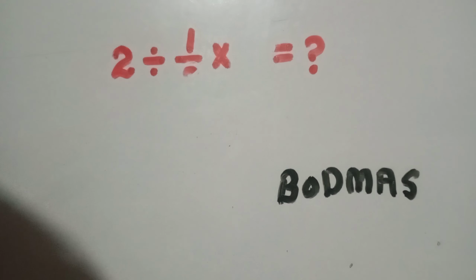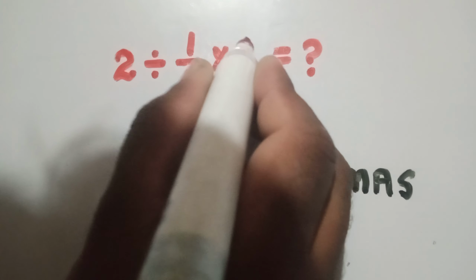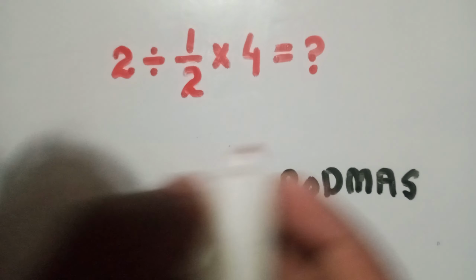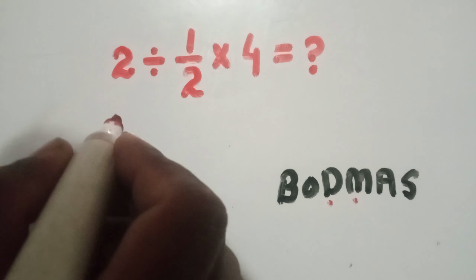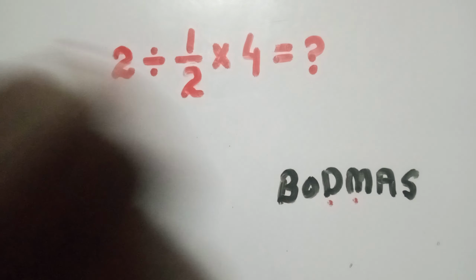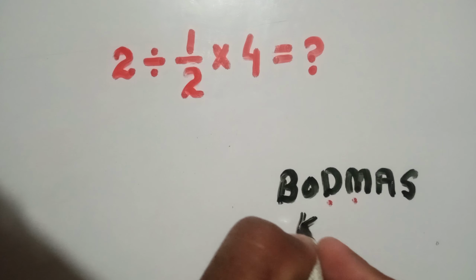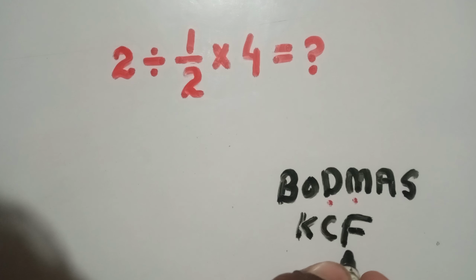This rule tells us which sign we have to solve first. So in this question, we can easily see that there are two signs, division and multiplication. So first we have to solve the division sign before multiplication. So for the division sign, we can change this 1 over 2 according to the KCF rule. K stands for keep, C stands for change, F stands for flip.